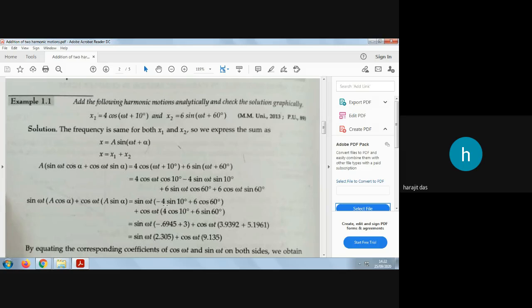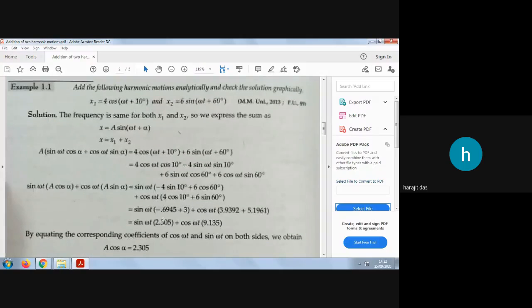Okay, now you need to find the values from the calculator. Minus 4 sine 10 degree plus 6 cos 60 degree, so you will get this value. You can use the calculator to see the correctness of the problem. Then for cos omega t, cos 10 degree and 6 sine 60 degree, you will get this value. So 2.305 sine omega t plus 9.135 cos omega t.